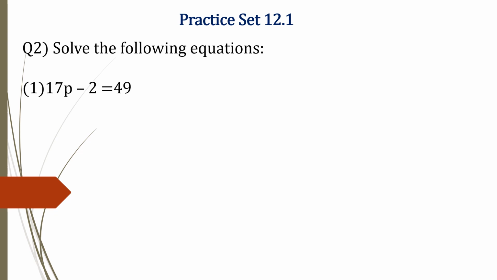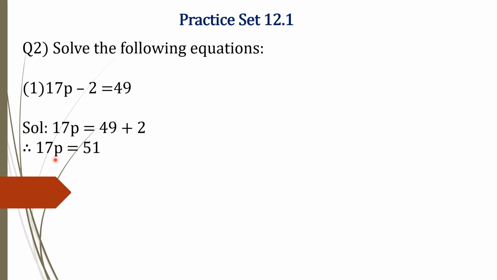Now, the first question is 17p minus 2 equal to 49. So students, I will bring my minus 2 from the left hand side to the right hand side. So it will become plus 2. So the solution: 17p is equal to 49 plus 2. Now you add 49 plus 2 on your right hand side, so you'll get 17p is equal to 51.